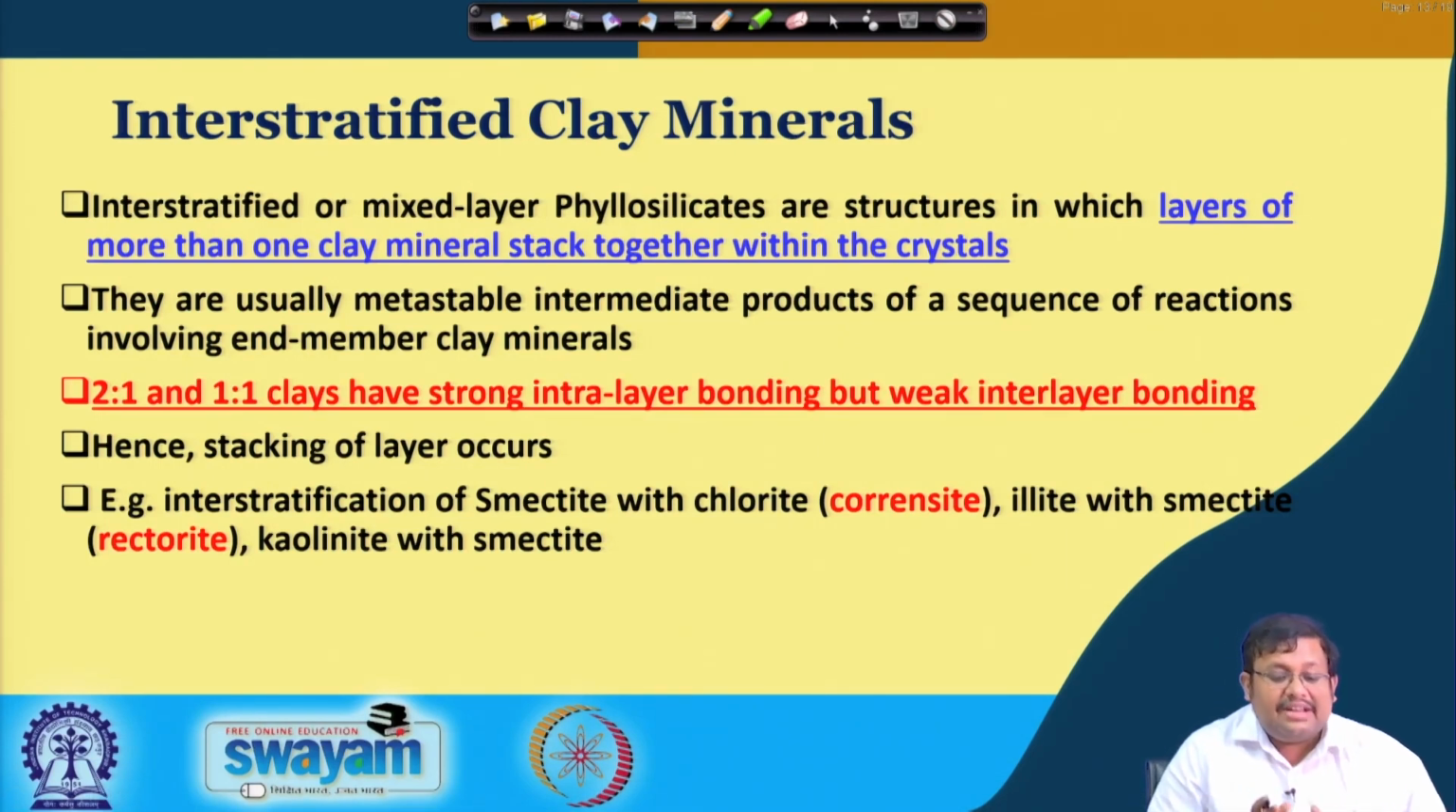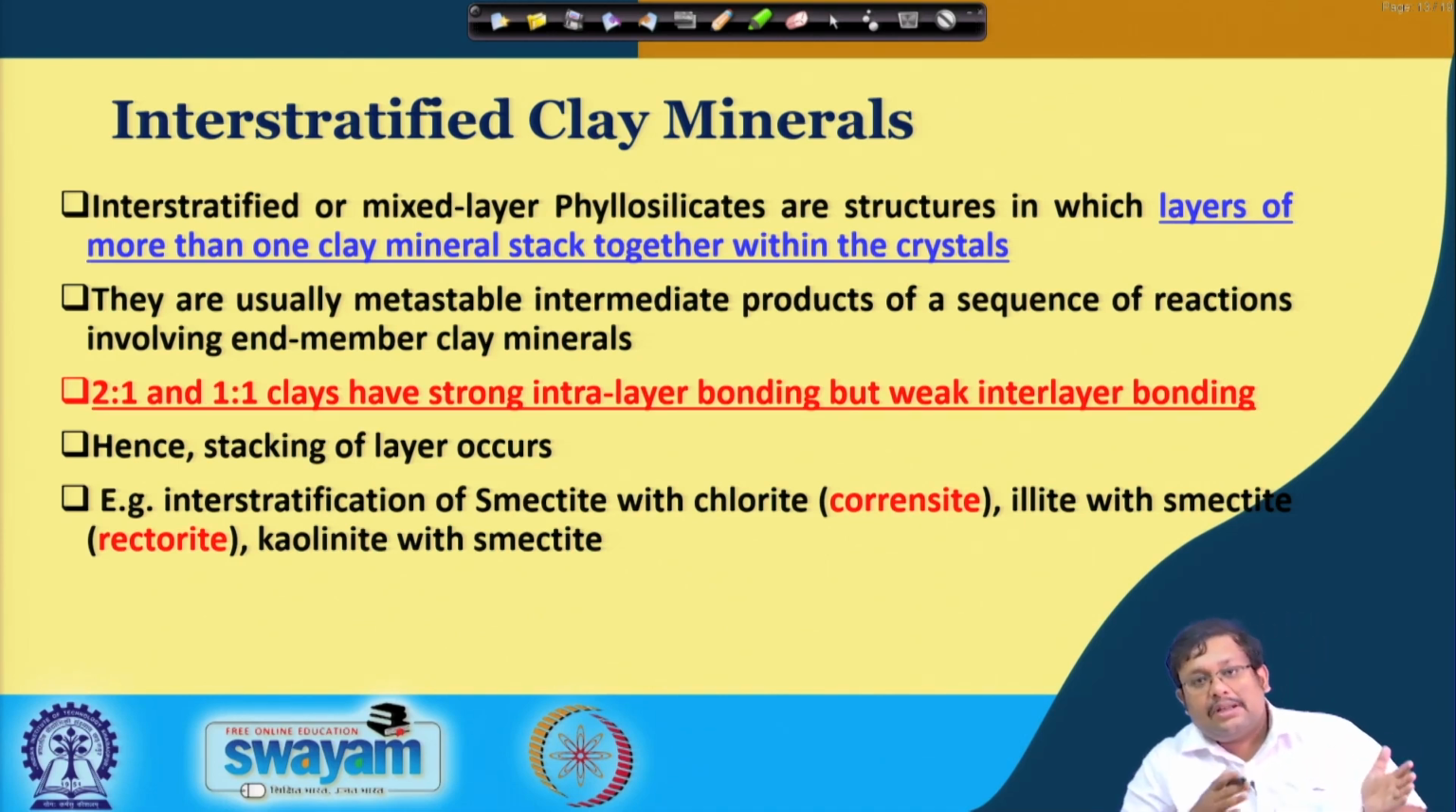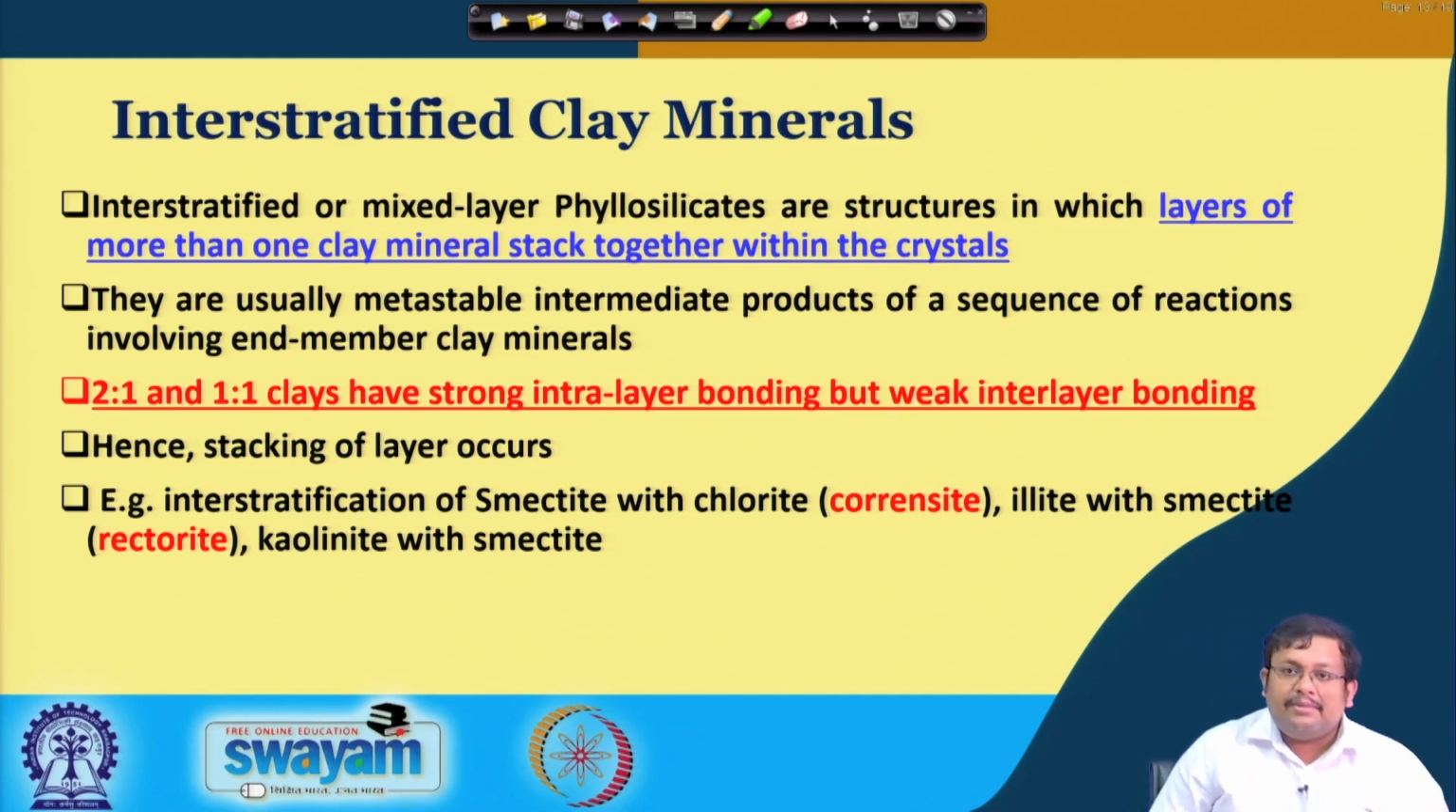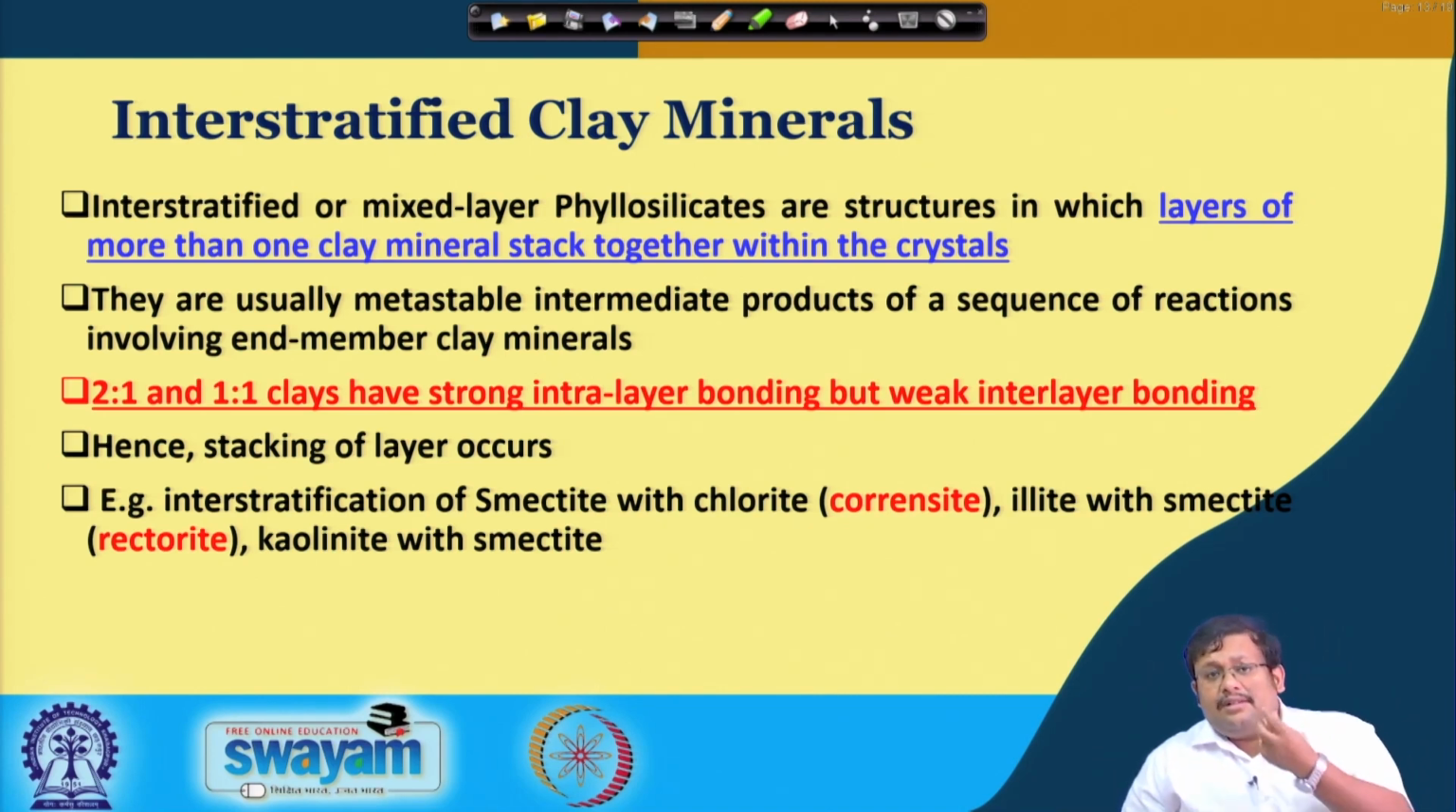Now, interstratified or mixed layer phyllosilicates are structures in which layers of more than one type of clay mineral are stacked together within the crystal. They are usually metastable intermediate products in a sequence of reactions involving end member clay minerals. So, when one clay mineral converts to another clay mineral due to different types of reactions, these are metastable intermediate products, where you can see that different mixed layers are present.